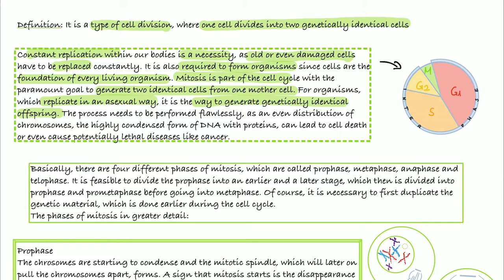Mitosis needs to be performed flawlessly as an uneven distribution of chromosomes can lead to cell death or cause diseases like cancer. So chromosomes are the highly condensed form of DNA, wrapped around proteins basically.